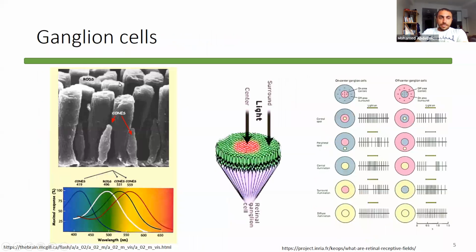As I said, we have those two types of cells, rods and cones. This is an electron microscope image. And we can see here that there are three different types of cones. One sees blue, one sees greenish-yellowish, and one is more towards the reddish side.